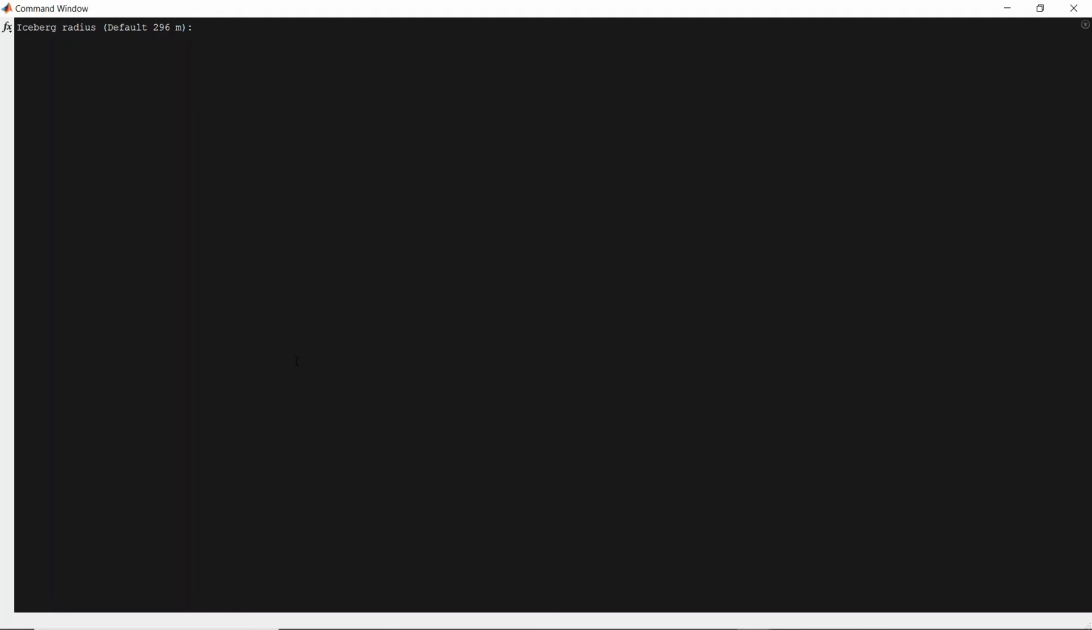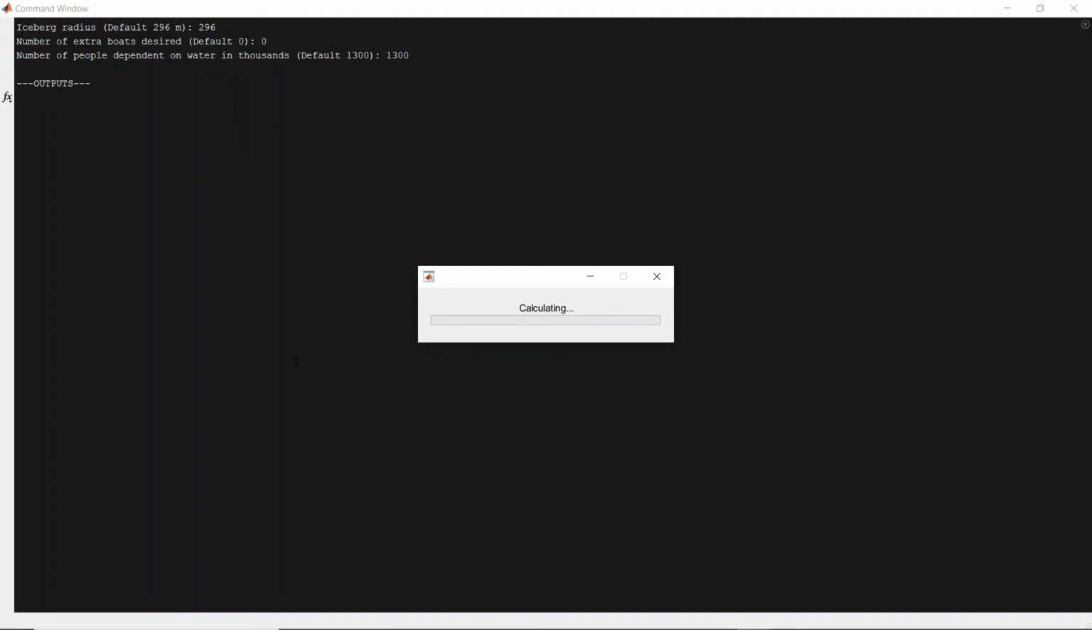So the first thing the script asks for is the iceberg radius, which I'm going to put the default for. Then it asks for the number of extra boats, which I'll also use the default. And then it also asks for the number of people dependent on water in thousands, which I will also input the default for, which is 1,300 or 1.3 million people. It will then calculate all the values, and this takes a few seconds.